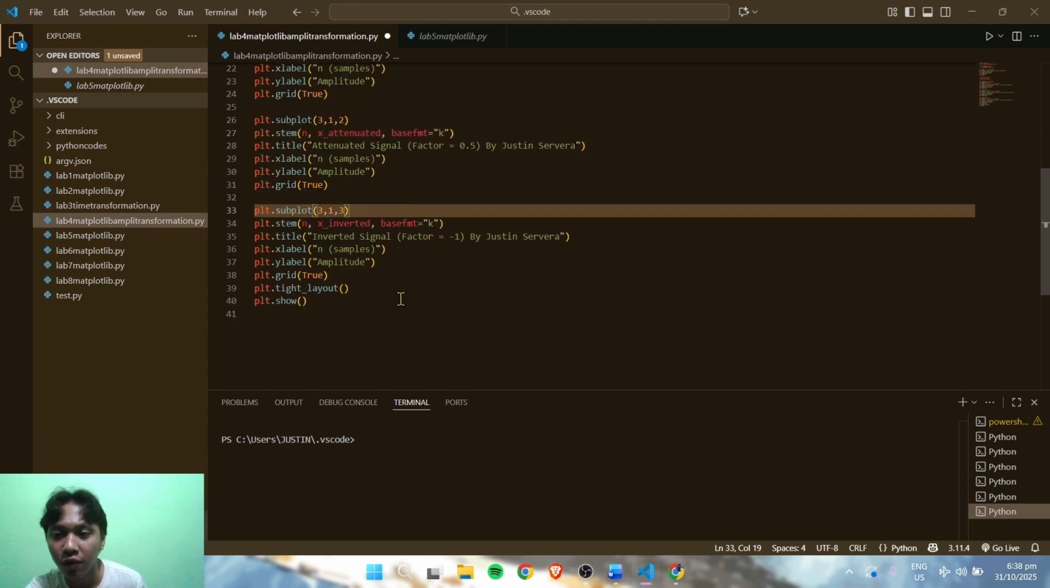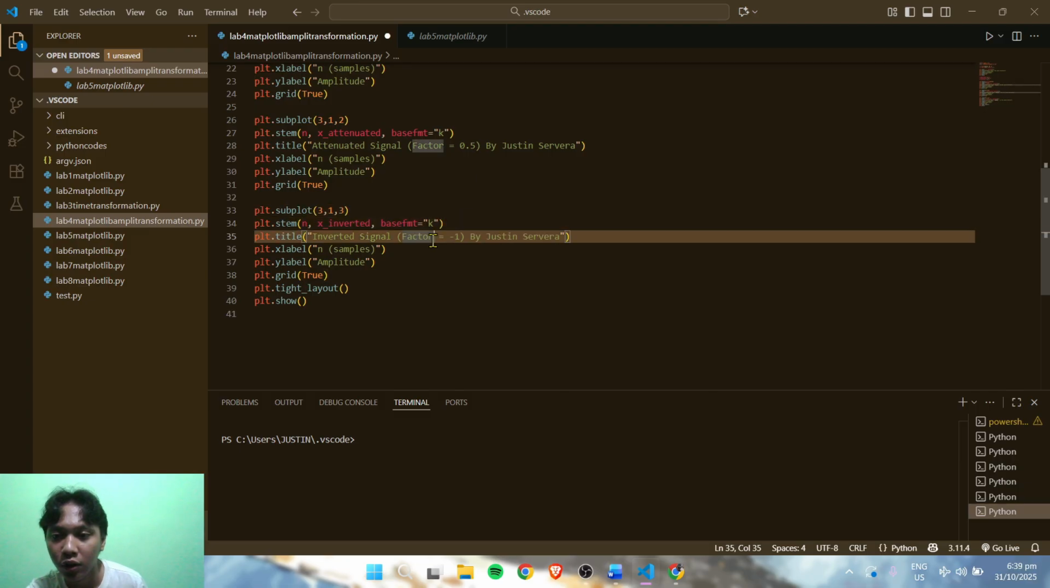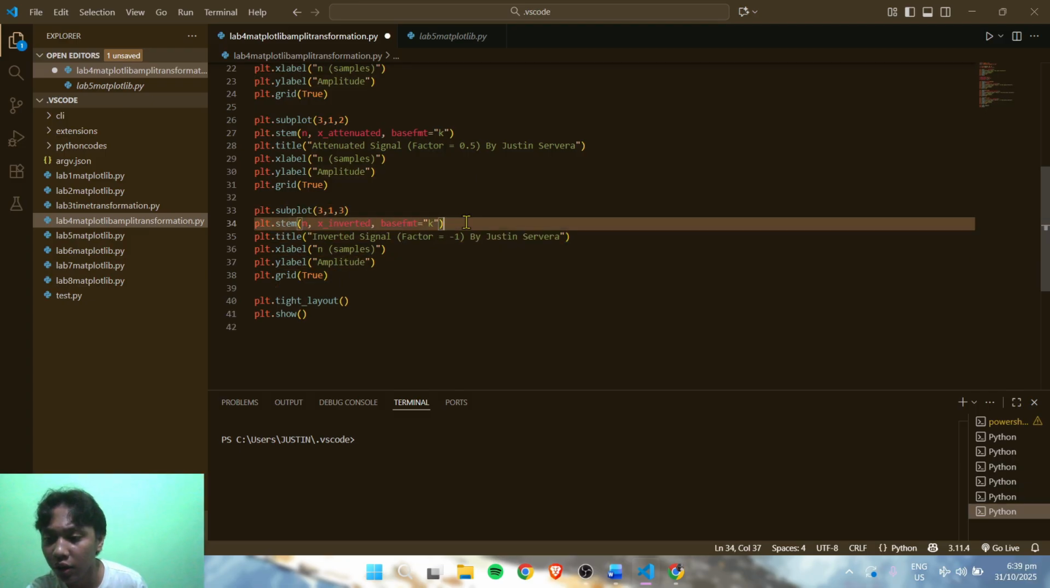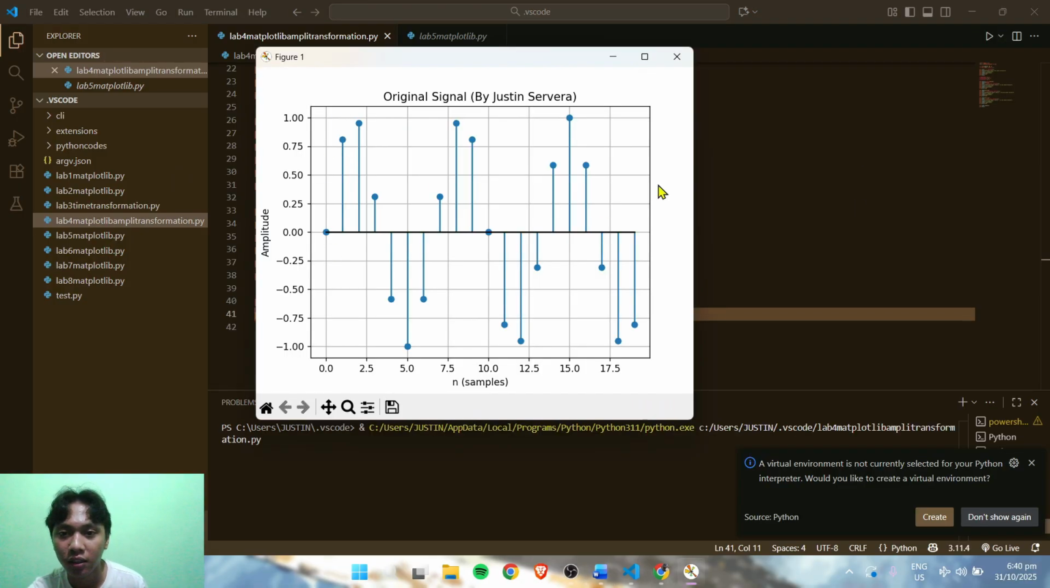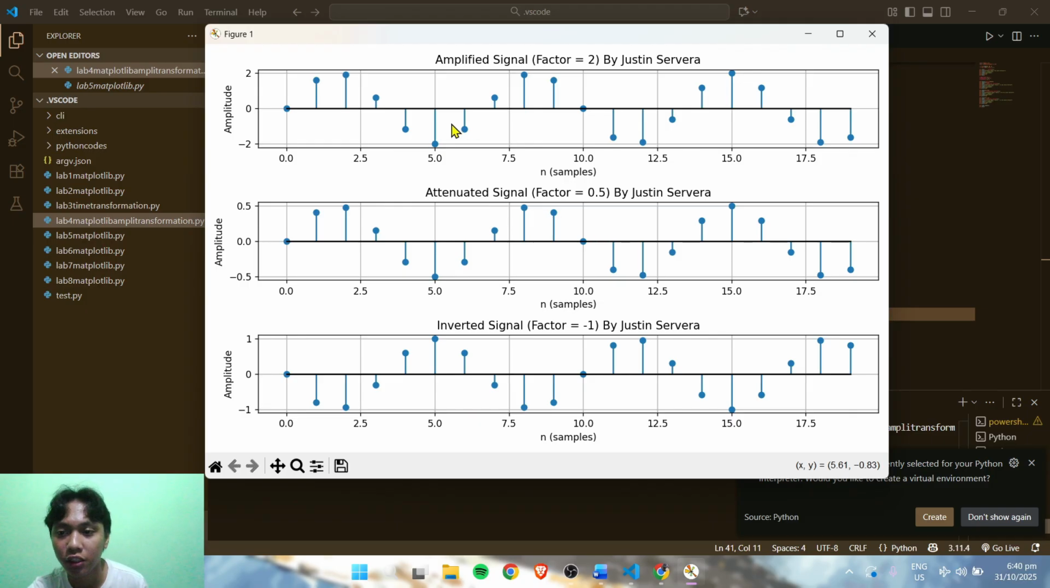For the inverted, third subplot, and for the title and labels, this shows an inverted signal where the wave is flipped vertically or mirrored. The waves that were positive are now negative. Then we'll run the code. This is the original signal, and here are the three transformed signals: the amplified, the attenuated, and the inverted.